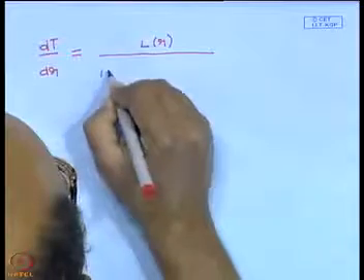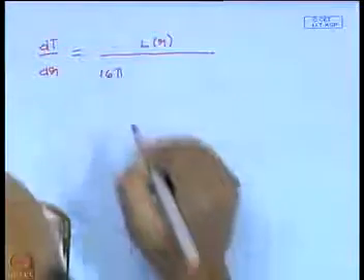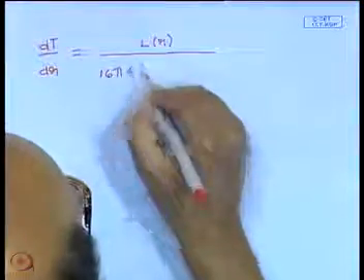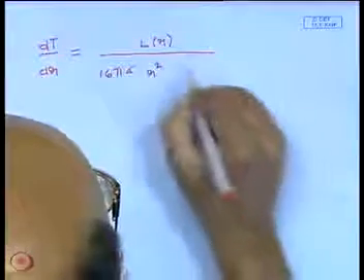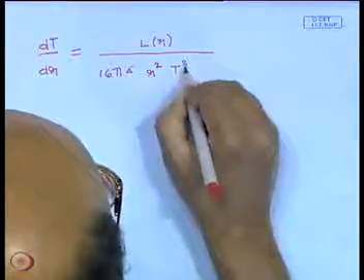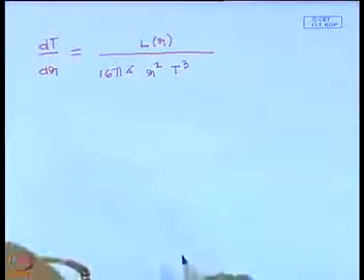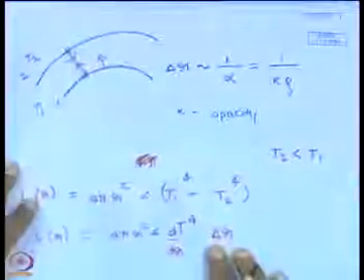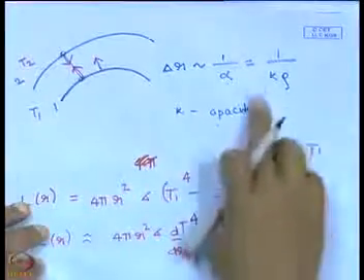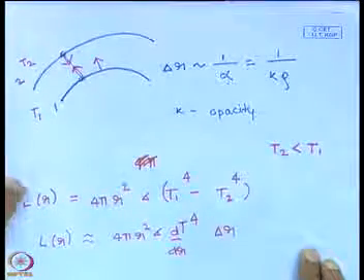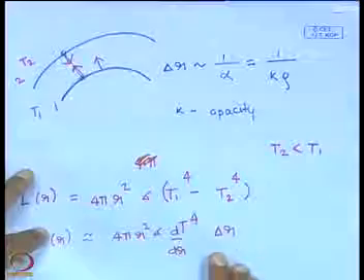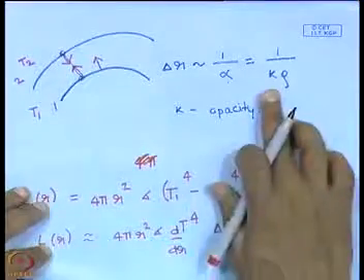So, let me write it like this: 16 pi sigma r square T cube, and then I have 1 by delta r, and delta r we know is the mean free path, which is 1 by kappa rho. So, we have 1 by delta r, so we have to multiply with kappa and rho.